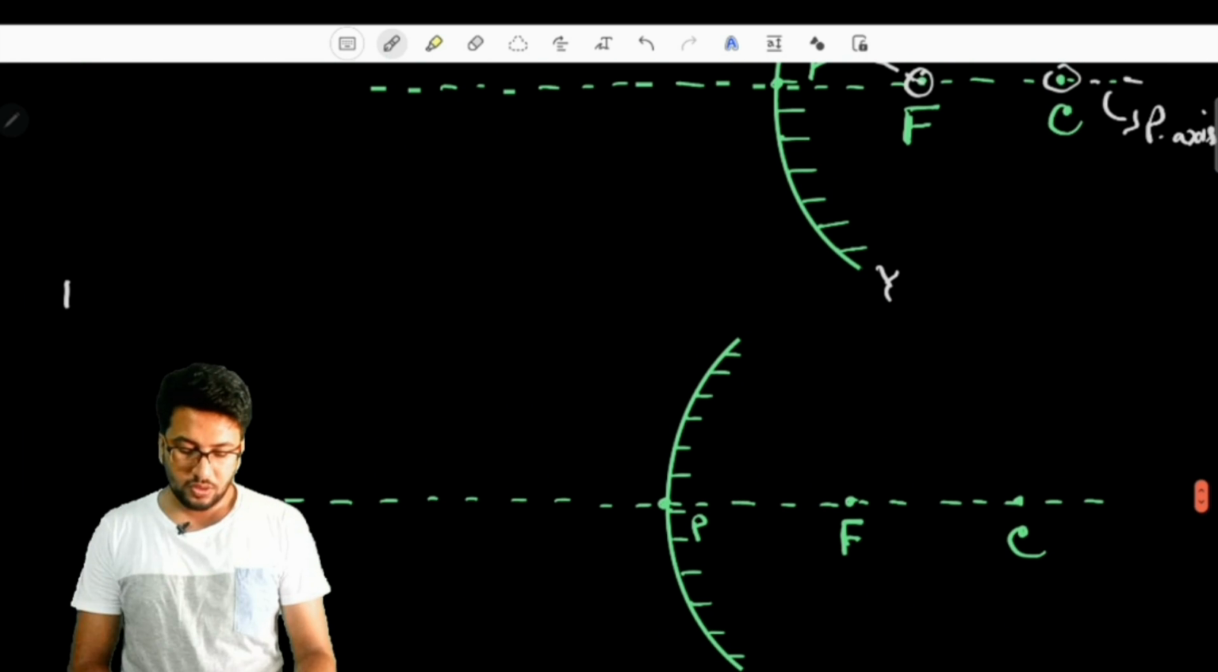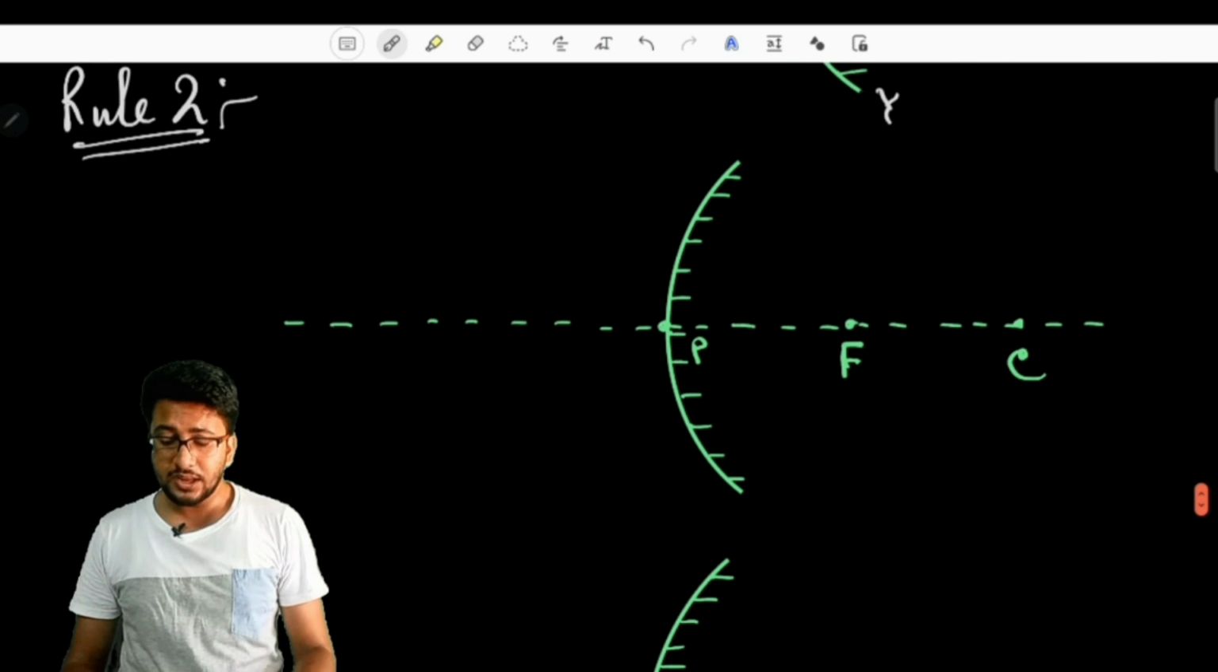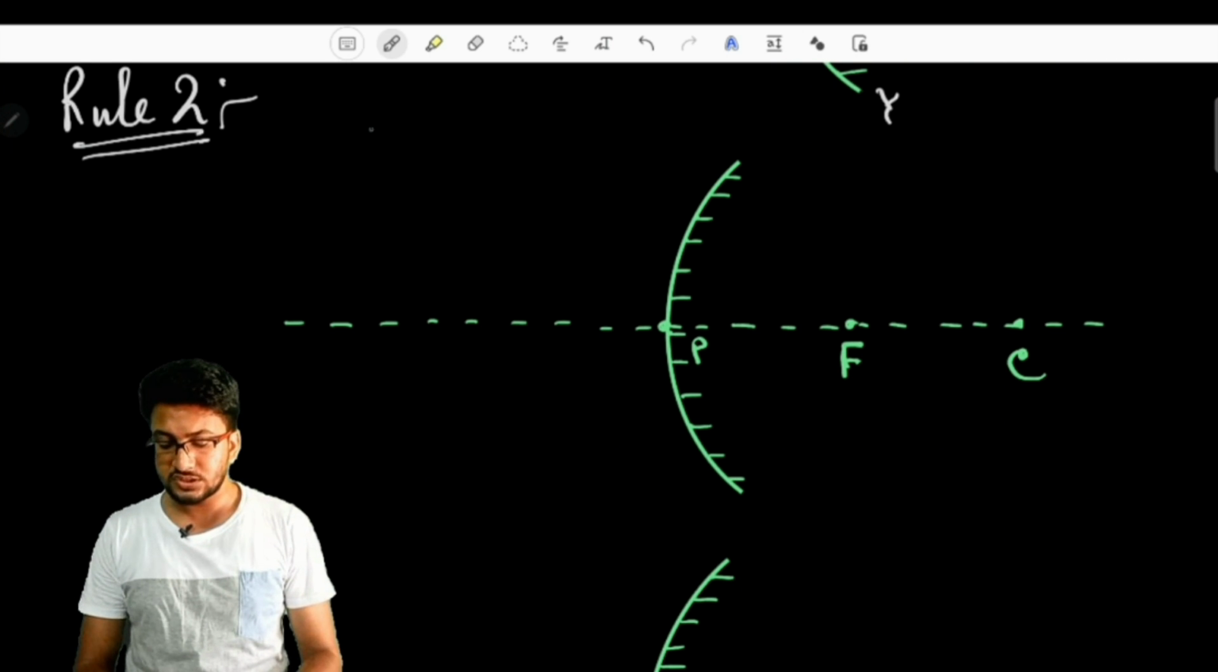And our rule number 2 is about when the light is approaching towards the focus. What happens at that time? Suppose it approaches towards the focus.